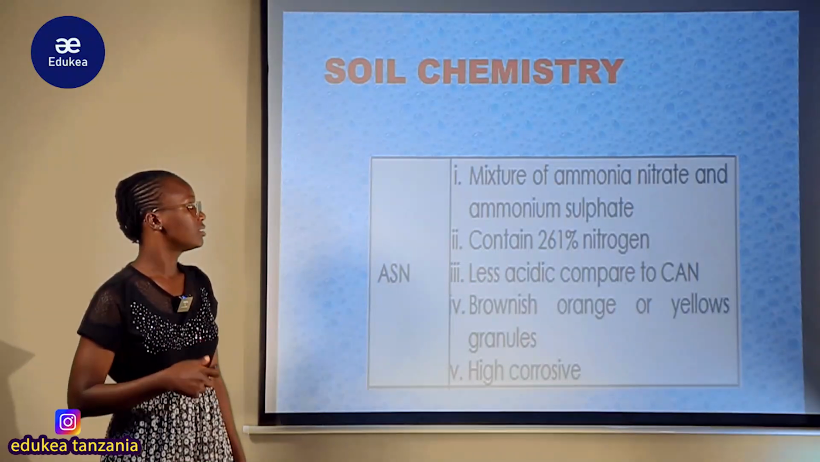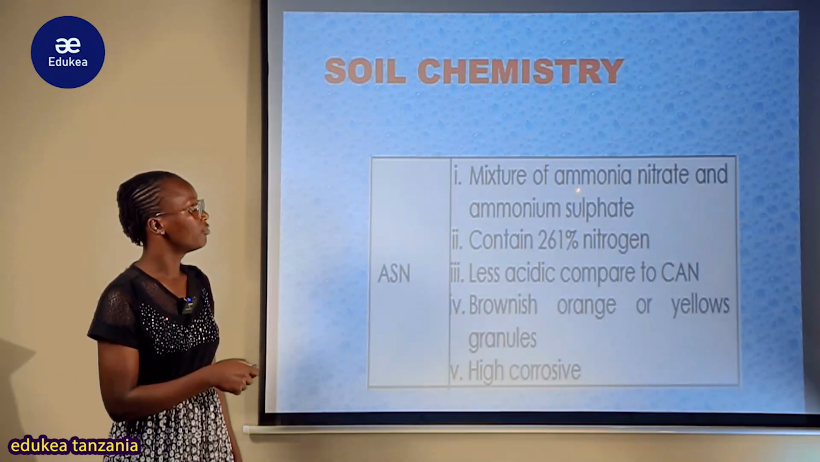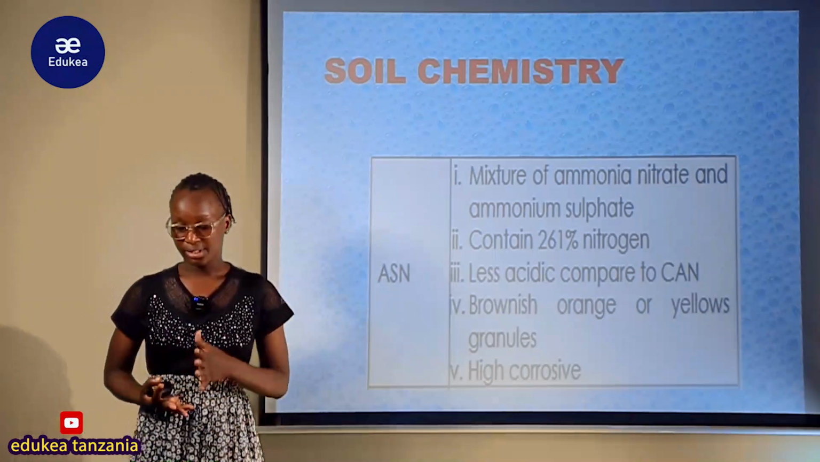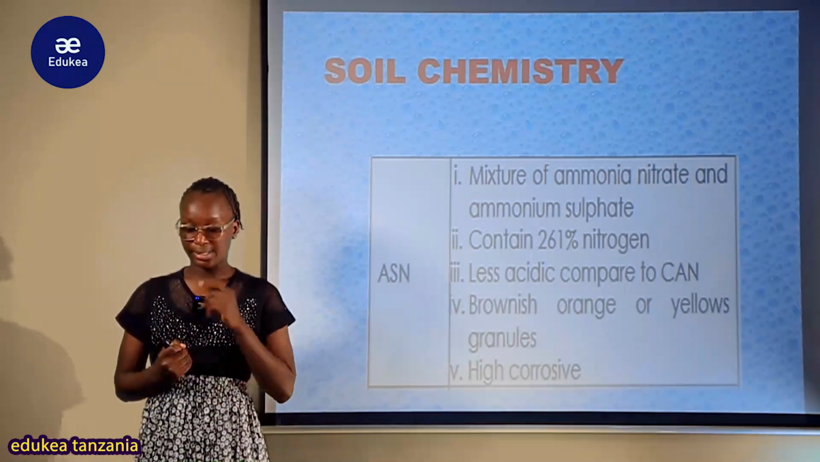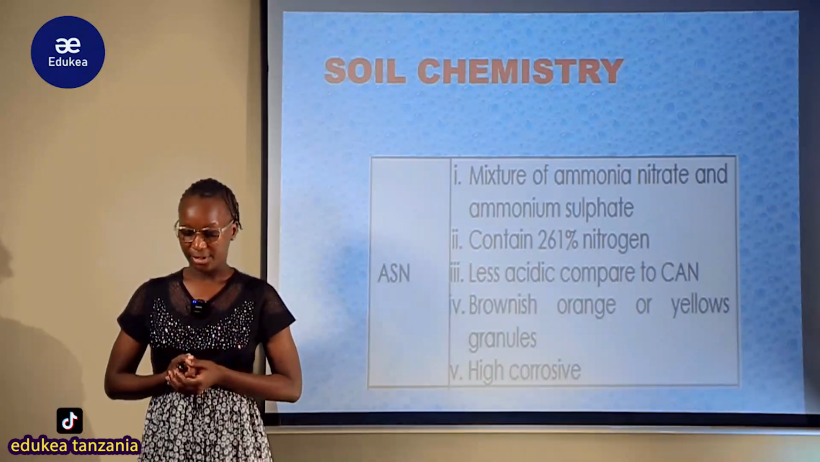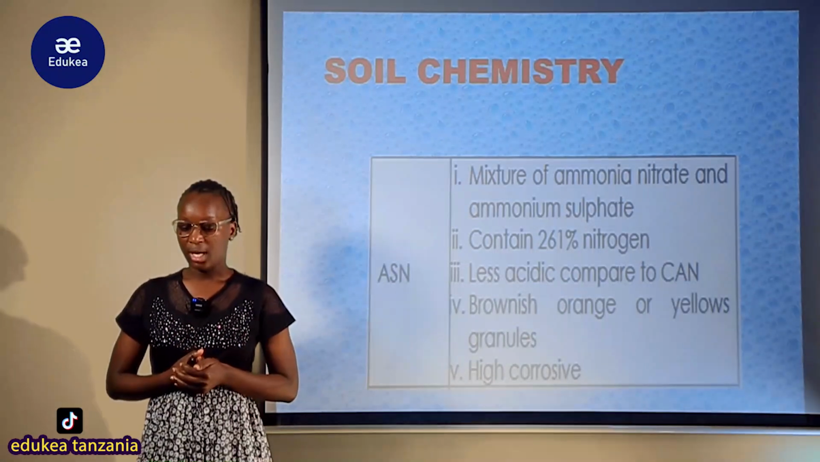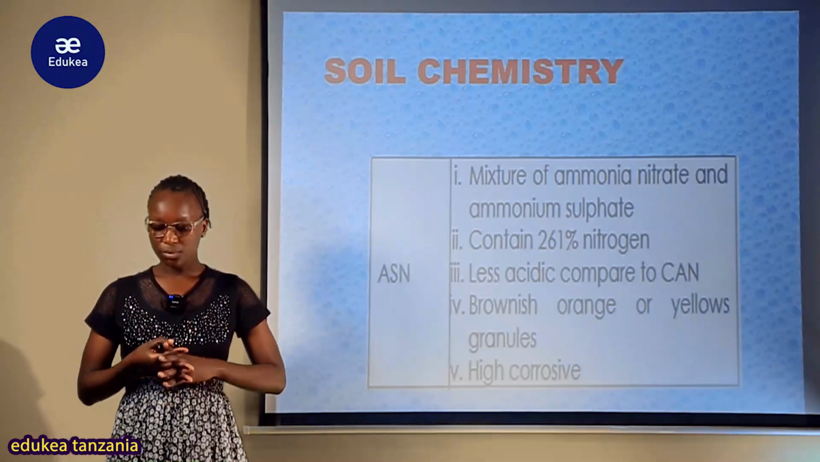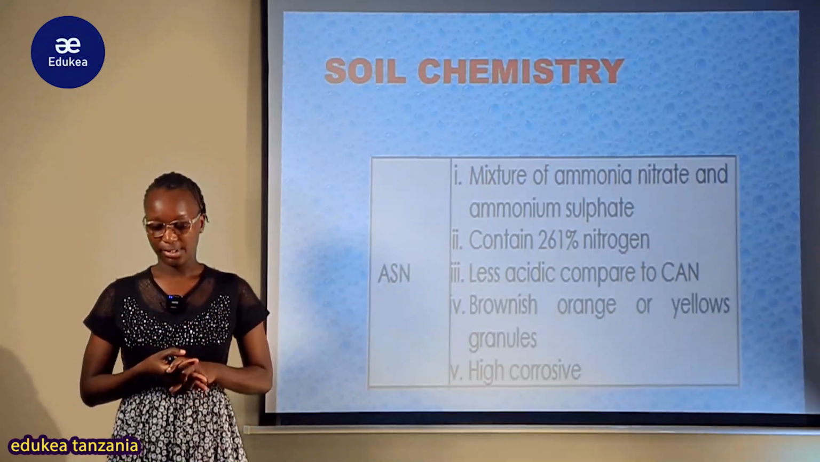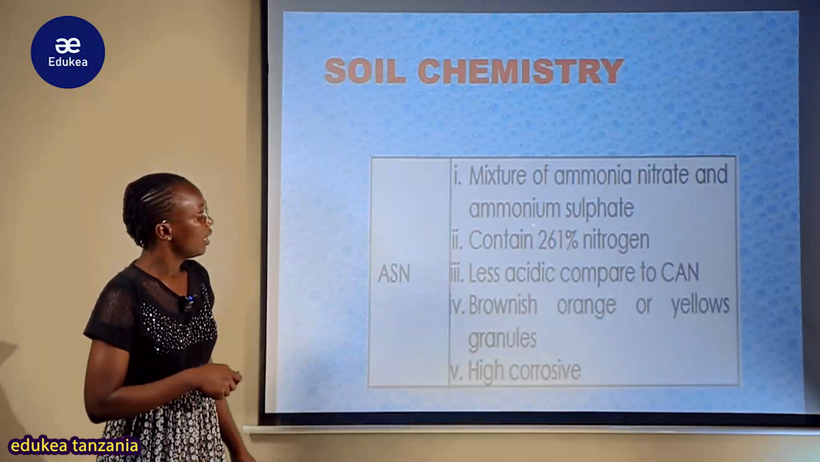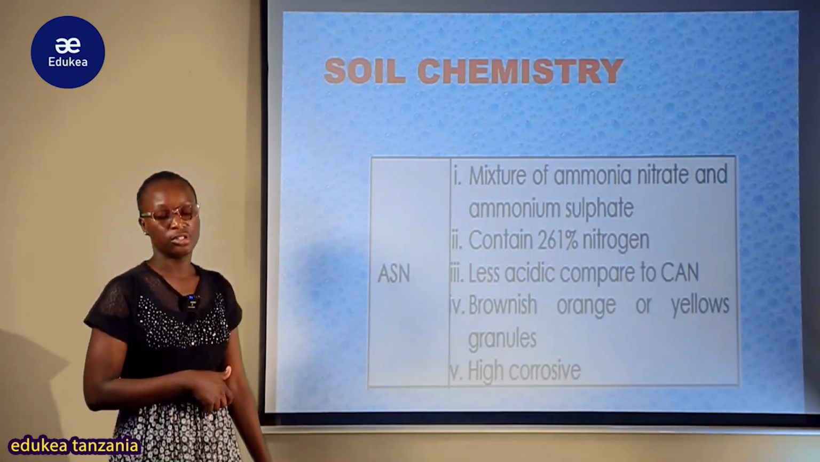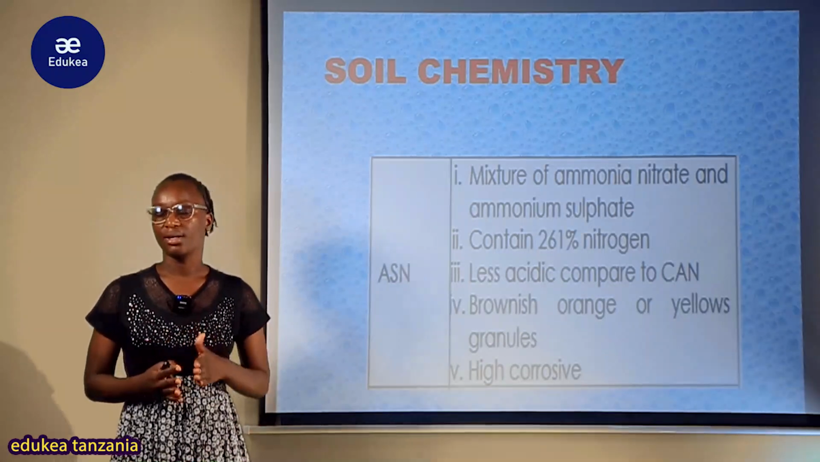Ammonium sulfate nitrate yenyewe ina mixture of ammonium nitrate and ammonium sulfate, kwamba yenyewe ni mchanganyiko uliopo kati ya ammonium nitrate na ammonium sulfate. So ammonium sulfate nitrate yenyewe ni mchanganyiko wa kati ya ammonium nitrate vile vile na ammonium sulfate. So it contains about 26% of nitrogen. So do you see how they vary?